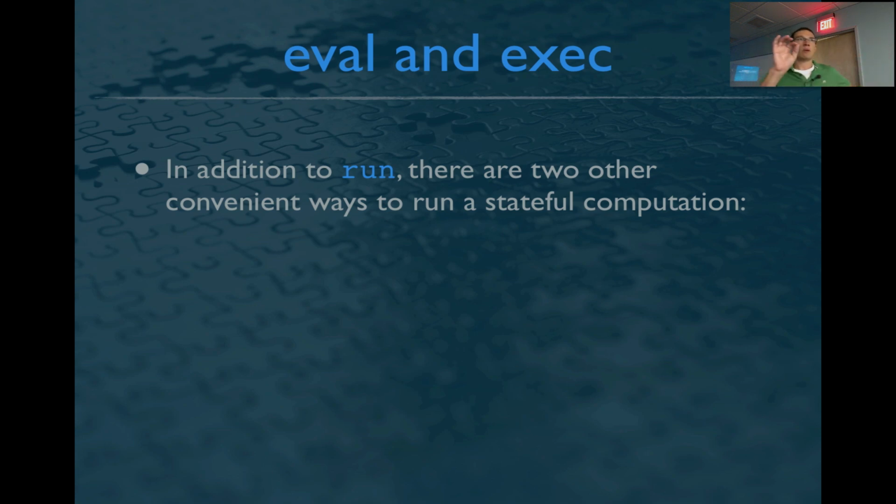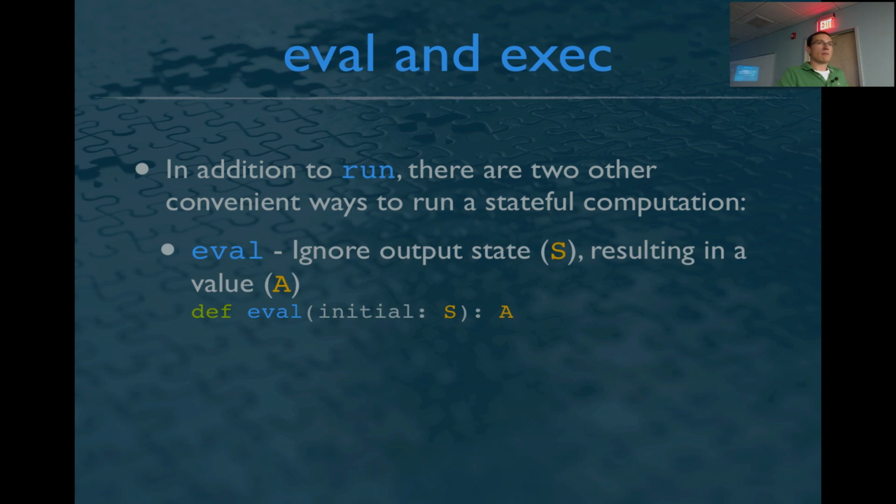Basically, when I said when you call run, all run does is you give it the initial state, it invokes the function on that initial state and gives you back S and A as a tuple. Now maybe sometimes you don't care about both of those output values. So we've got eval. And what eval does is it just says, throw away the output state. I don't care about it.